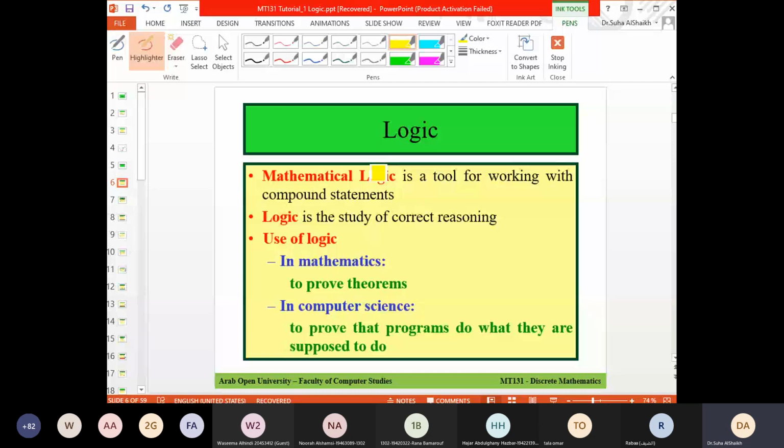First of all, what do I mean when I say mathematical logic? The word logic itself means المنطق. Mathematical logic is the tool for working with a compound statement, when I have more than one statement. For example, if I say 1 plus 1 is equal to 3 and 4 is greater than or equal to 5, I have a compound statement here.